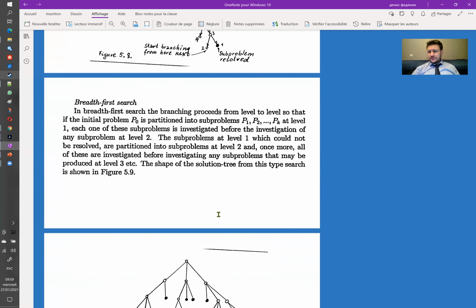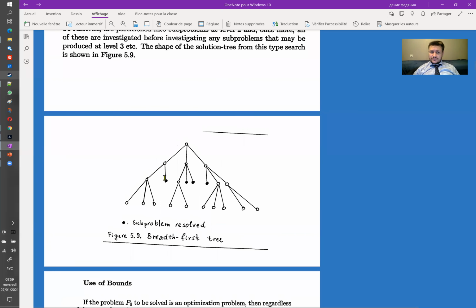Okay, the breadth first is the opposite. So we have a tree, and we are trying to make every small change there, and then we resolve several problems, but from the top and then down.